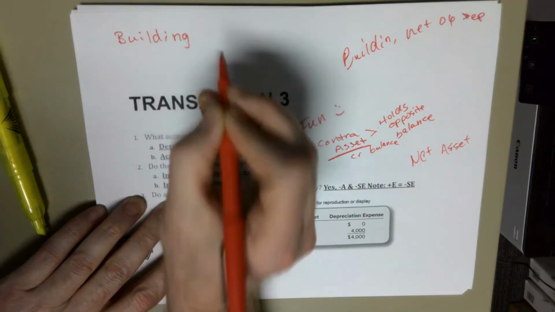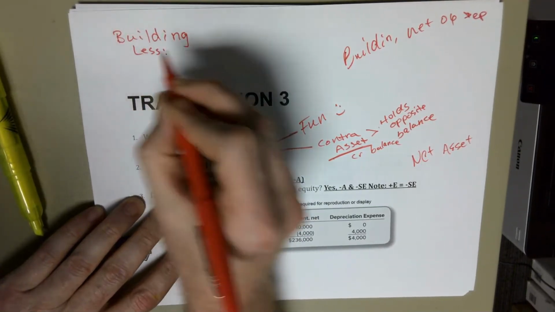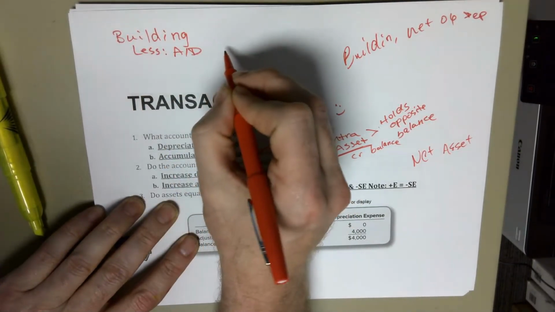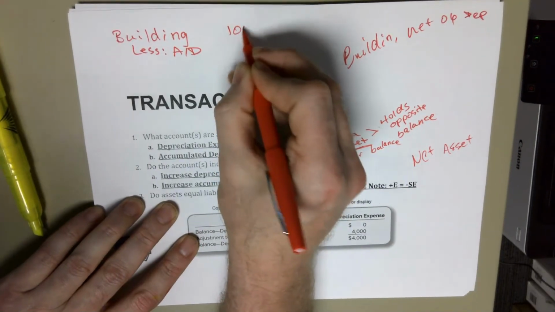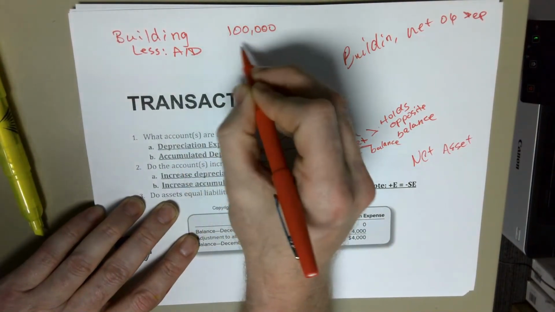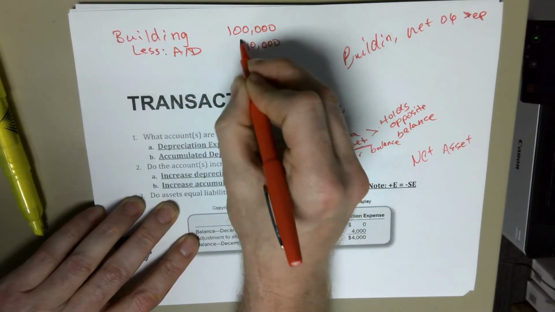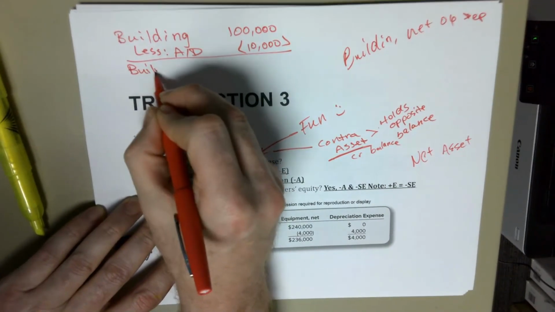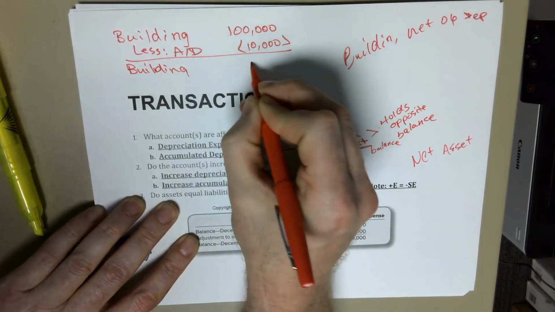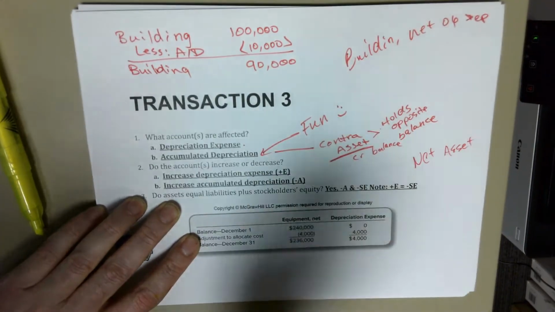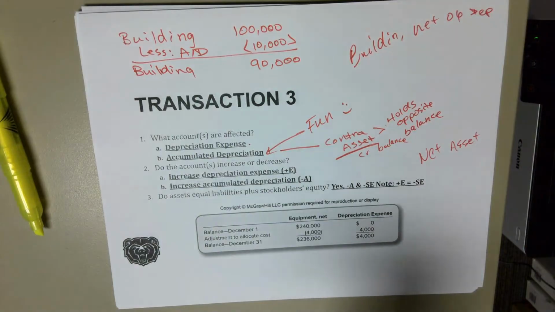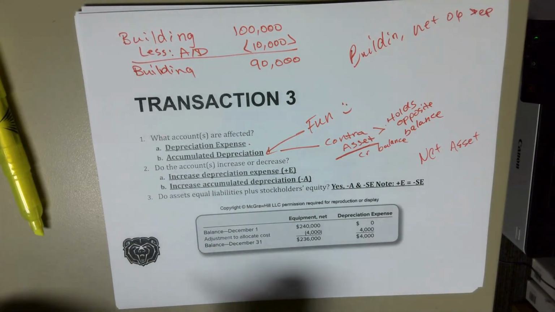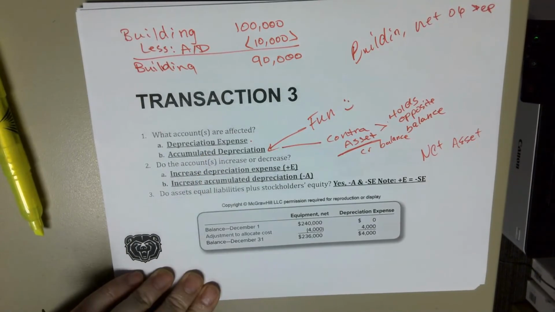This is your asset, and then you'll see less accumulated depreciation. So your building's worth $100,000, and every year you depreciate it by $10,000. And so your total building is actually worth $90,000 right now in your books. Okay, so that's typically what you're going to see on your balance sheet. That's the way we're going to present it to you. But for right now, we just need to know we're impacting depreciation expense and accumulated depreciation.